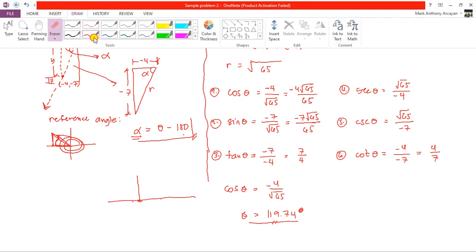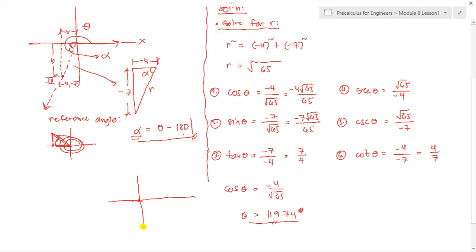Since this is only cosine, and cosine is all about x, cosine is related to x. So if this is positive, it is somewhere here. The angle in standard position that we got from the calculator is this angle theta. The value of cosine is negative, so of course it lands here because the x value on the left side is negative, so we got 119.74.